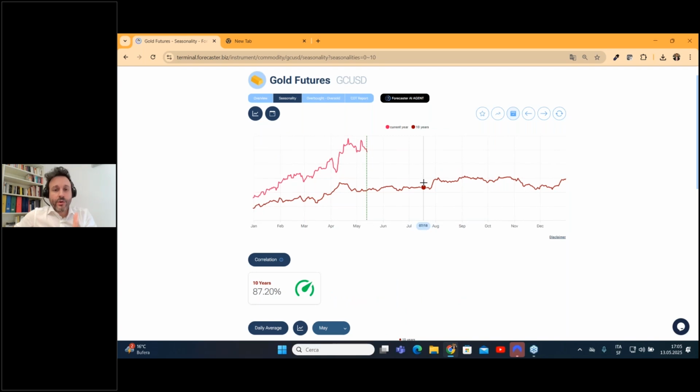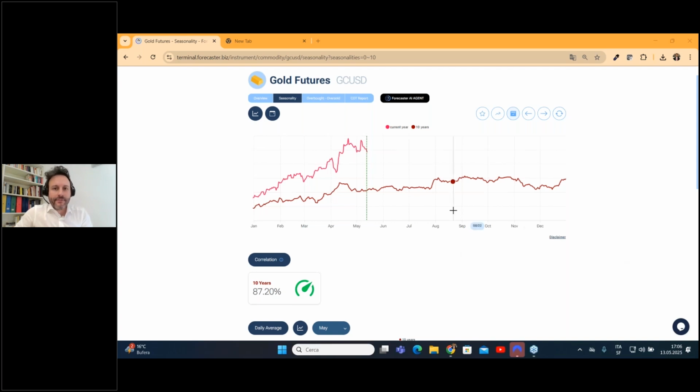What you're looking at in pink is the current year. It's how gold is moving right now. What you are watching here in red is the 10-year seasonality. It means that we take prices for gold starting from the 1st of January until the end of December for the years 2024, 2023, 22, 21, 20, 19, 18, 17, 16, and 15, ten years, and we do the average. Doing the average, we can understand and see on the chart if in a specific period of the year we have a specific trend.